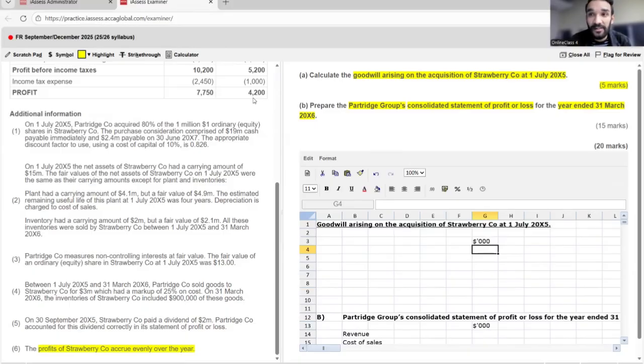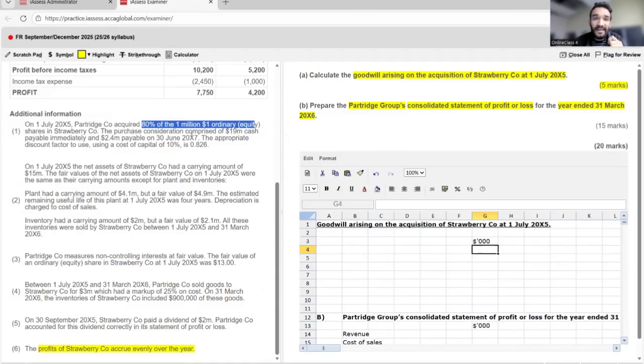If the profits they have earned are different before acquisition or after acquisition, then this specific note will not be the same. Then they would mention that they might have earned 40% profit before or 60% after. Let's just ignore this. Profits are accruing evenly over the year. Okay. So now we are only left with the 5 notes. The first note is that on 1st July X5, Patridge Co. acquired 80% of 1 million ordinary shares. Okay, they have 1 million ordinary shares.